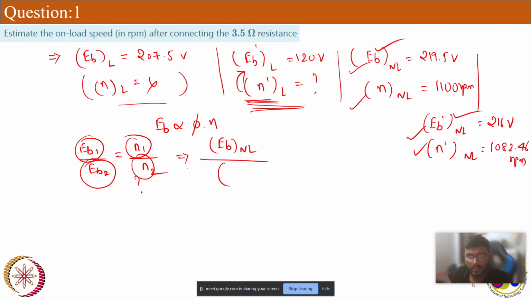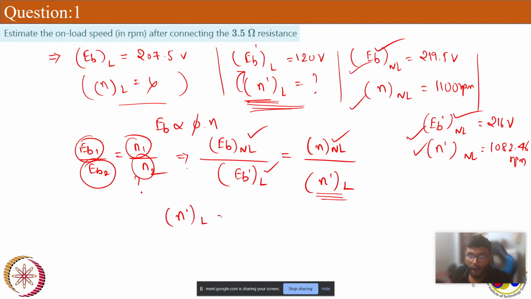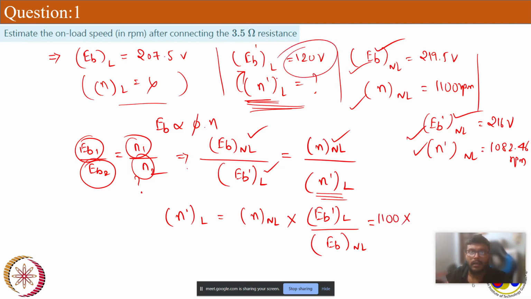So EB dash loaded by EB no load equals N dash at loaded by N at no load. This we don't know, this we know, this we know. So can someone please tell me how much is the on load speed after connecting 3.5? It is no load speed before connecting 3.5 multiplied by EB dash L, the on load EMF after connecting 3.5, divided by the no load EMF before connecting 3.5. NNL is 1100, multiplied by EB dash L, which is 120, divided by EBNL, which is 219.5.